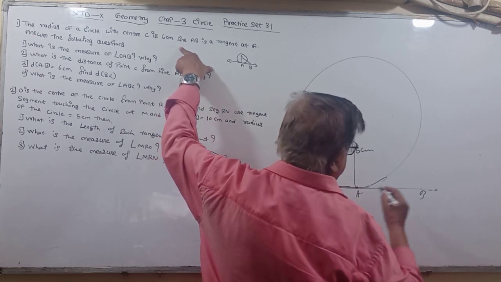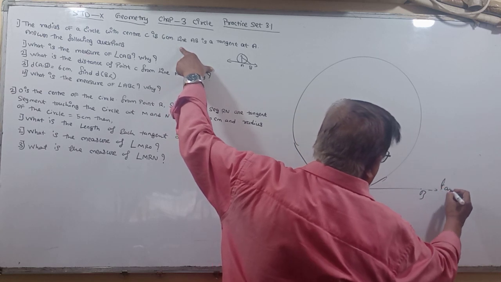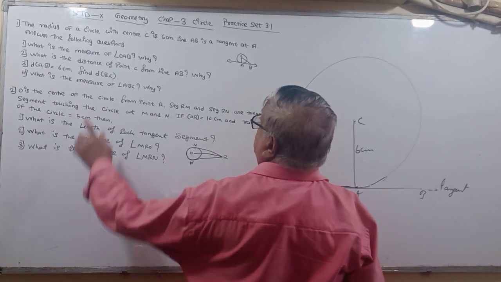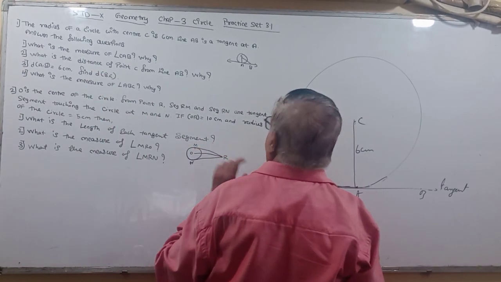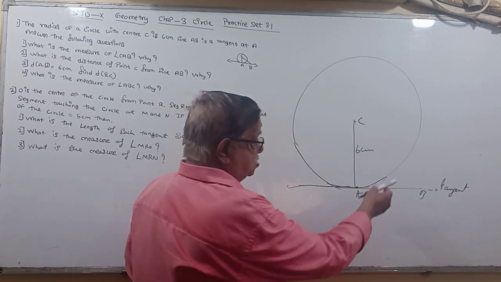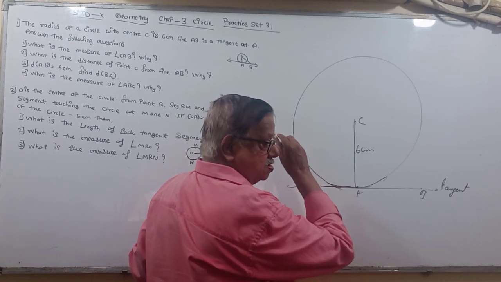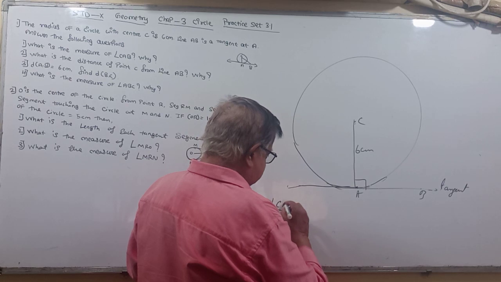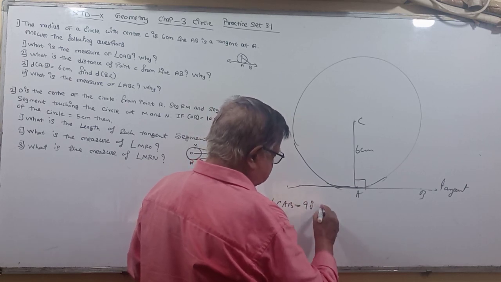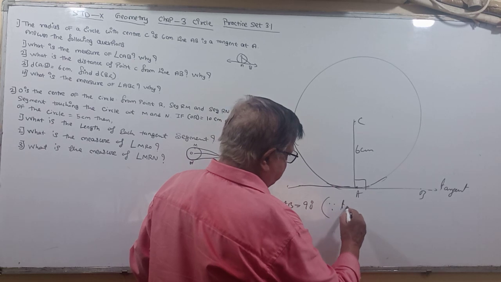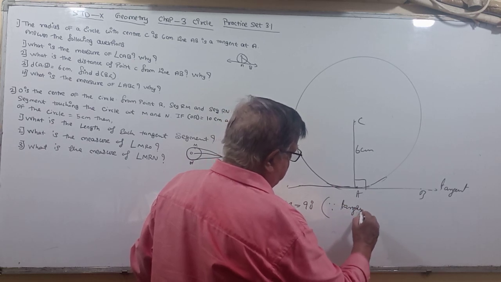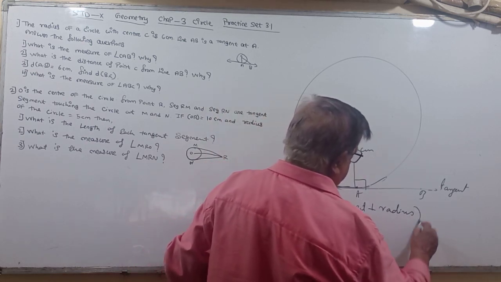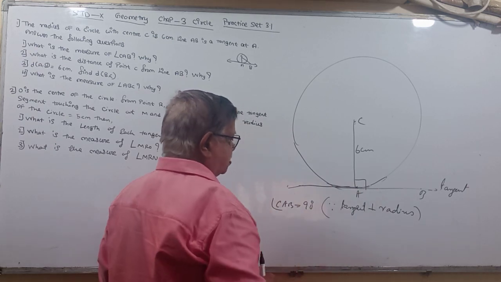Line AB is a tangent, which means it meets the circle at only one point. What is the measure of angle CAB? This is the tangent and this is the radius. The measure of this angle will definitely be 90 degrees. Angle CAB equals 90 degrees. Reason: tangent is always perpendicular to the radius. Therefore, angle CAB is 90 degrees.